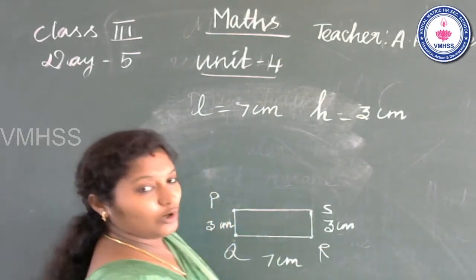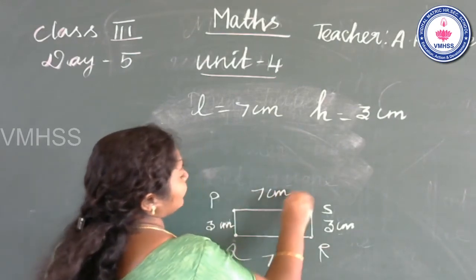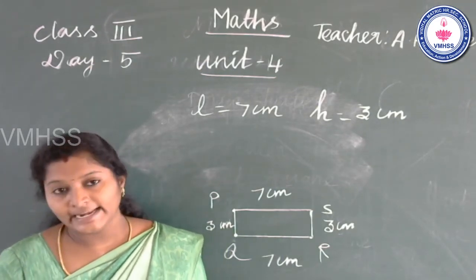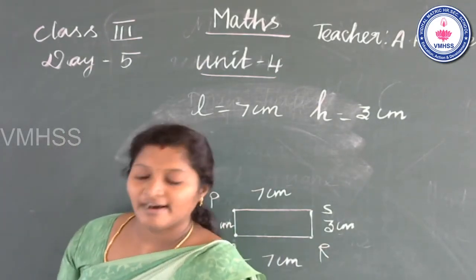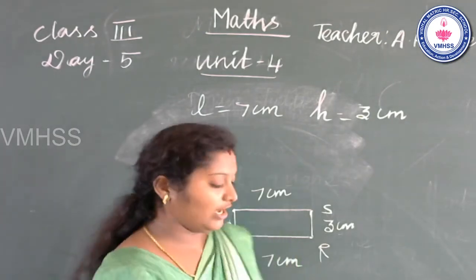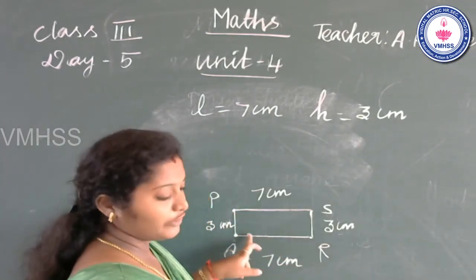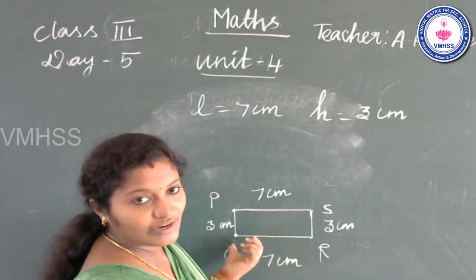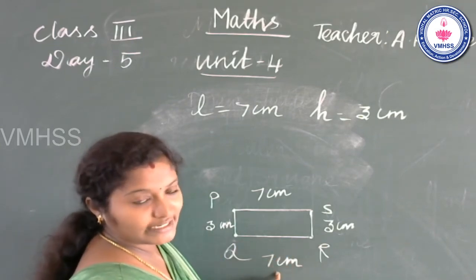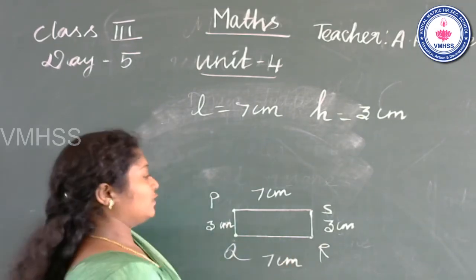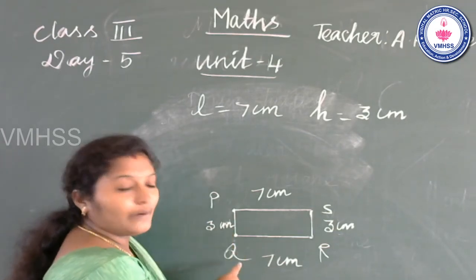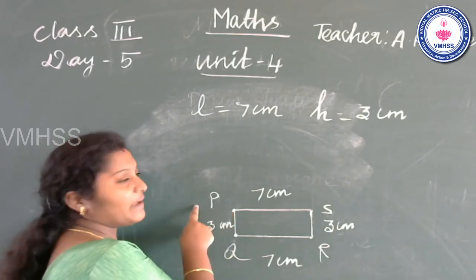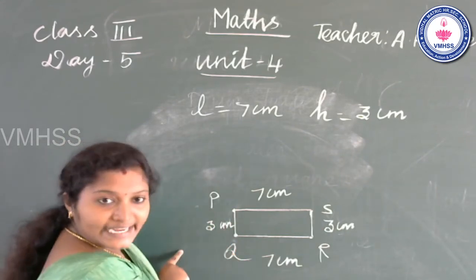Now this is also 7 centimeter. So join P and S to form rectangle PQRS. Once again we recall. Using a ruler, draw a horizontal line starting from 0 and ending at 7 centimeter. What is the next step? Take a set square. Mark a point at Q and 3 centimeter. This point is P. This is the height of 3 centimeter.